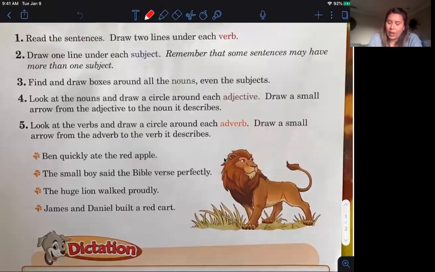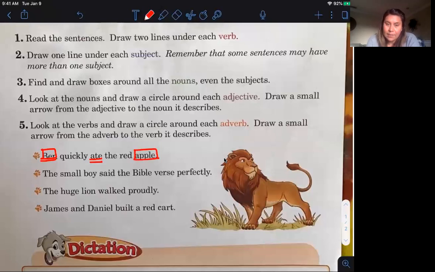Ben quickly ate the red apple. What is the verb there? Ate. So underline that twice. And the second one says draw 1 line under the subject. Well, who are we talking about? Who ate the apple quickly? Ben did. All right. And then it wants us to draw boxes around all the nouns, a person, place, or a thing. Well, Ben is a person. And an apple is a thing. So we'll put a box around that.